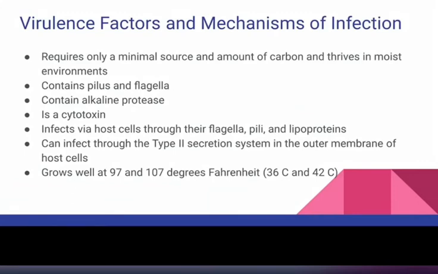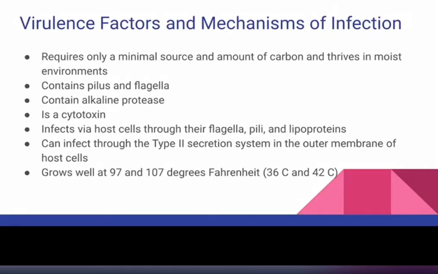Virulence factors and mechanisms of infection for Pseudomonas aeruginosa is that it requires only a minimal source of carbon, and it thrives in moist environments, and it can actually survive under somewhat high pressures that would eliminate competing flora. It contains pilus, which allows for conjugation of bacterial information, and a flagella, which allows it to move or swim. It has alkaline protease, which lets it live in alkaline environments. It is a cytotoxin, so it is toxic to most other cells.